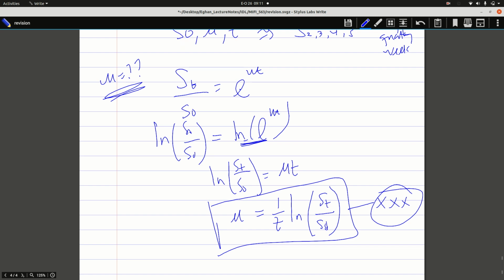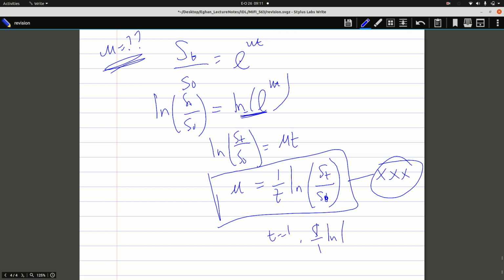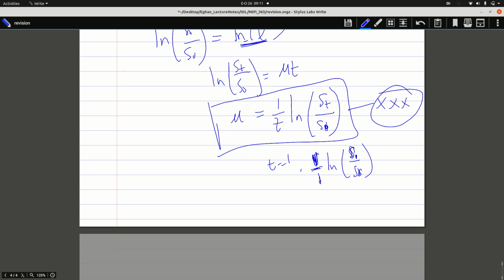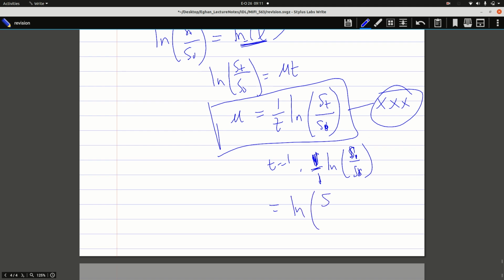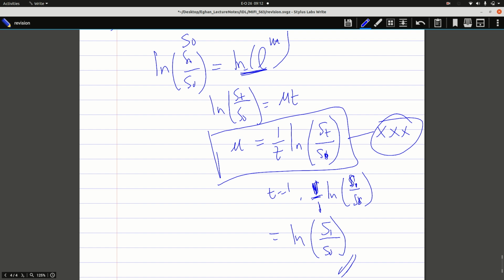Okay, so I can find them. I can set t to be 1. It means I have 1 over 1 ln S1 over S naught. If my time frame is 1, then I know it's 1 over 1, which is simply going to be ln of S1 over S naught. If your data set has a time frame of 2, that means you have 1 on 2 ln S2 over S naught, in that way. So let me go straight to my Excel sheet.